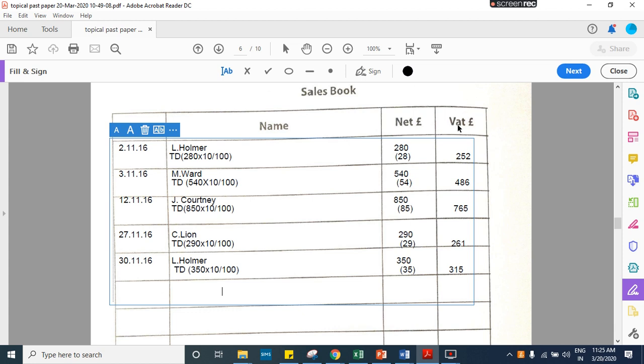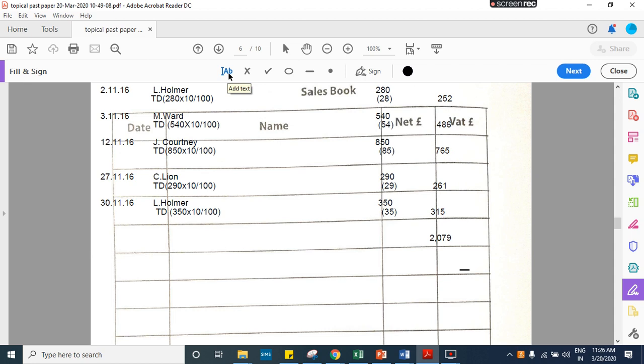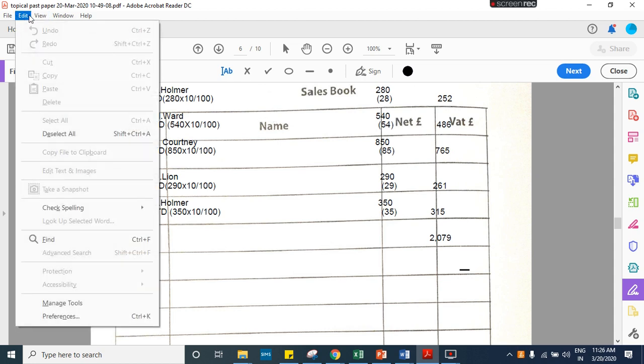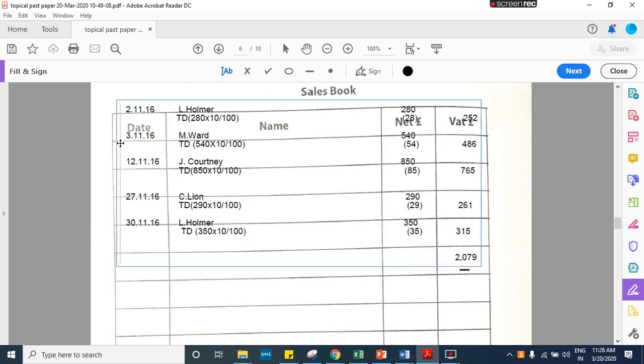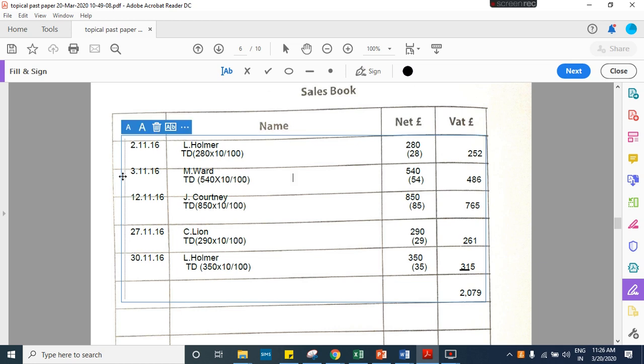Please remove the VAT, as that is not included in your curriculum. So just leave only the pounds mark. Therefore, now you get a total of 2079. Now we need to transfer this total.